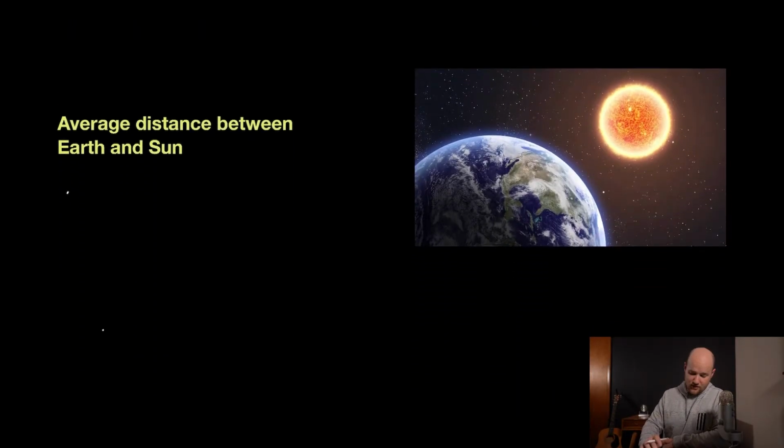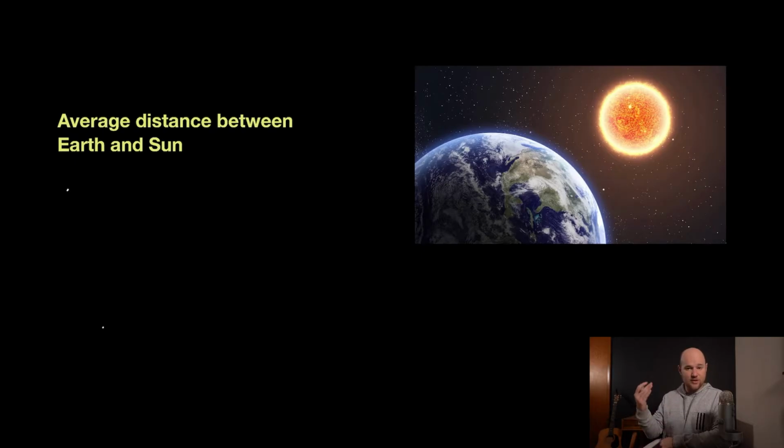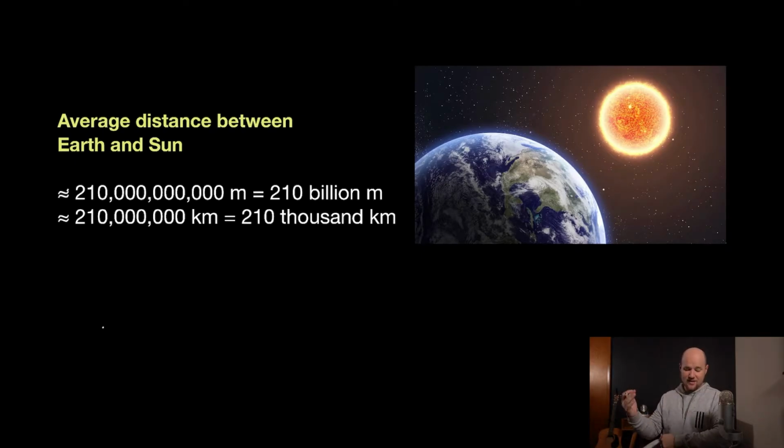Anyway, moving on, let's talk about the average distance between the Earth and the sun. Well, the Earth and the sun, they're about 210 billion meters away from each other. So the order of magnitude of that is somewhere around times 10 to the 11th. And if it was in kilometers, it'd be somewhere around times 10 to the 8th.